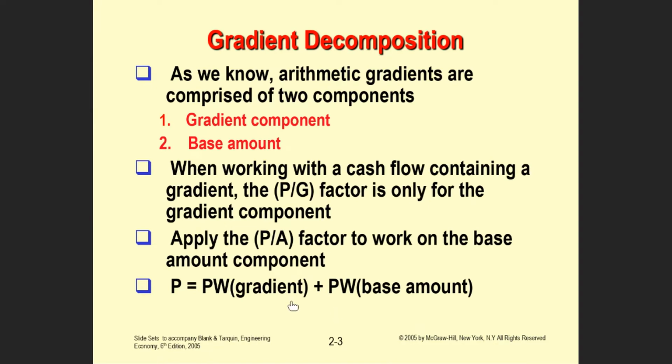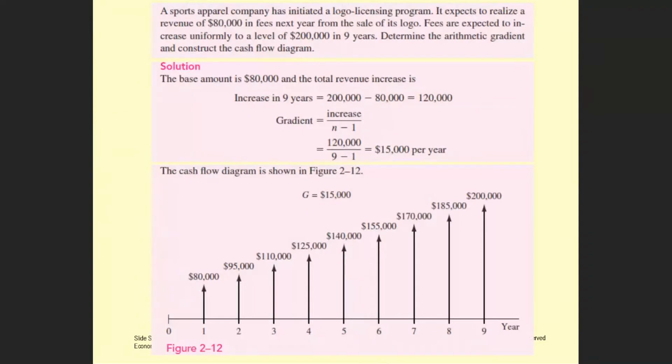So we said it's annual, and in these cases usually you will have to convert it to find the present. So the present will be the present worth of the gradient plus the present worth of the base amount. We will explain that. And we said there are two components for the arithmetic gradient scenarios, the gradient component and the base component. Let's take an example and it will explain more. In the first example here, it is required from you to determine the arithmetic gradient and construct the cash flow diagram. This is one type.